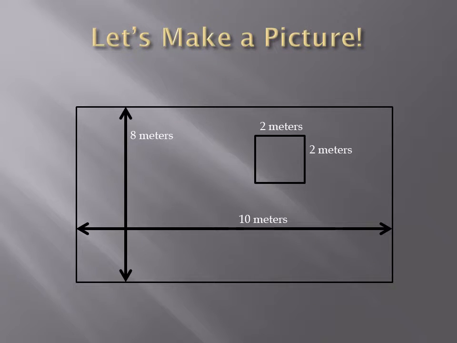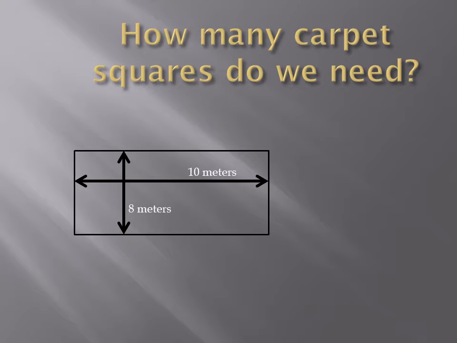So I like to start by making a picture. As I've said before, I'm a visual person, so it helps me to see the picture with all of the information on it. So in this case, we have a floor that we're going to carpet, and that floor is 8 meters by 10 meters. And I have the smaller carpet square in the floor, and that is 2 meters by 2 meters. Now, this picture is not necessarily to scale, so you can't use the smaller square at all as a guide. It's just how I visualize what all of the information is that I have.